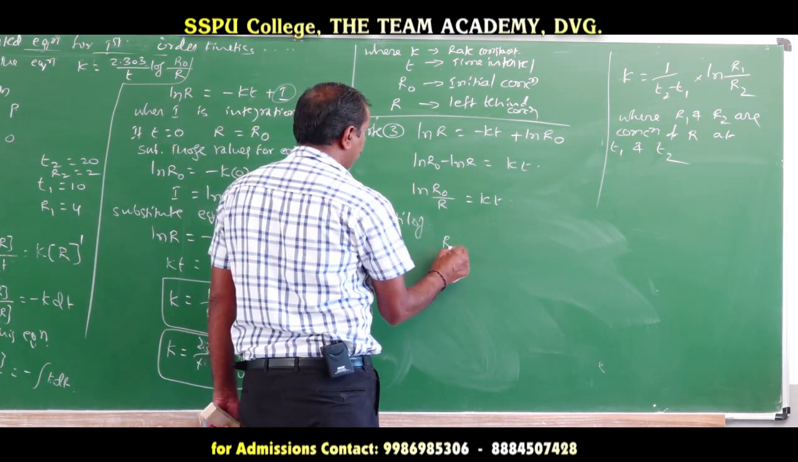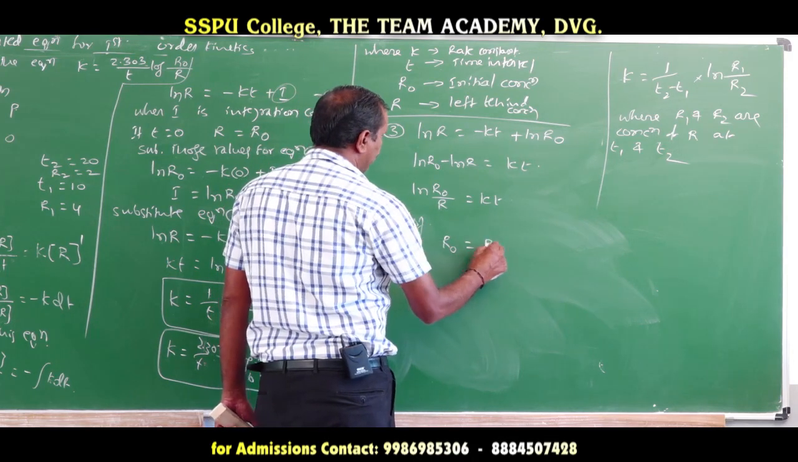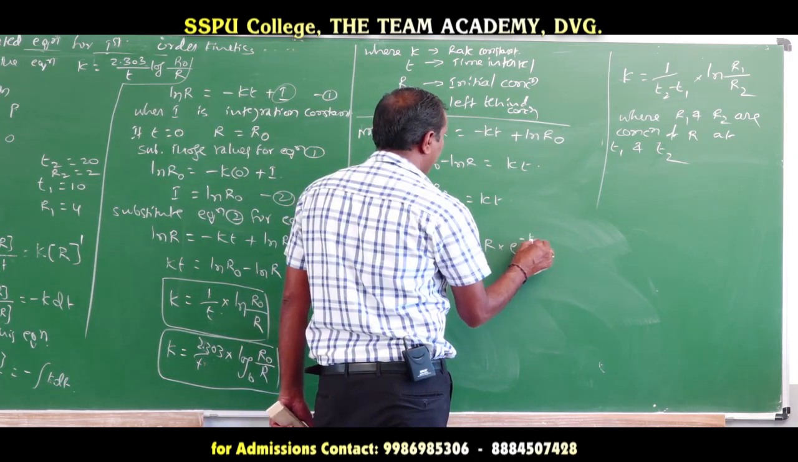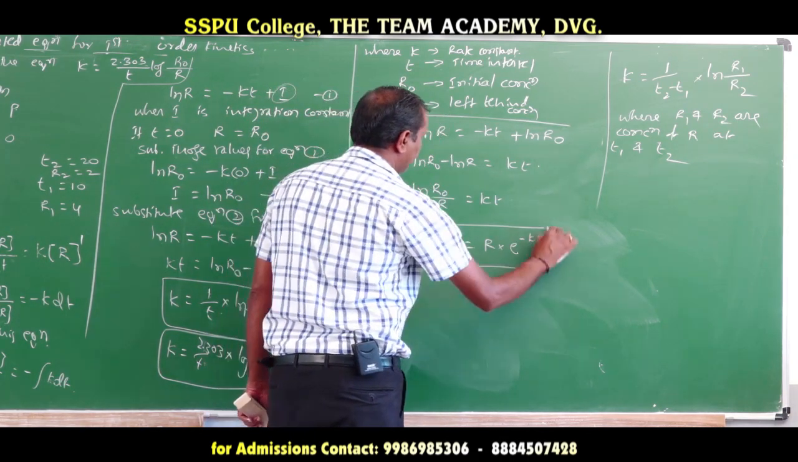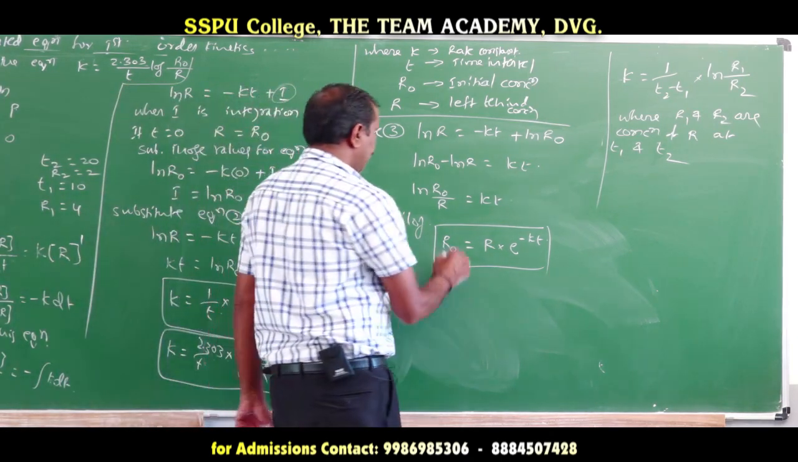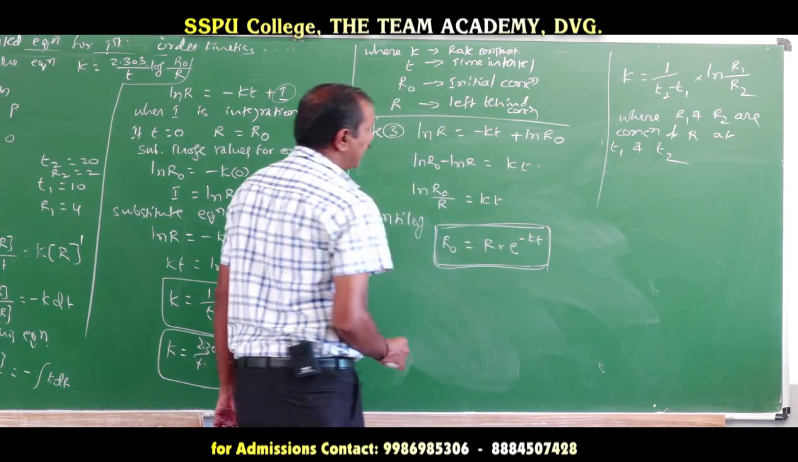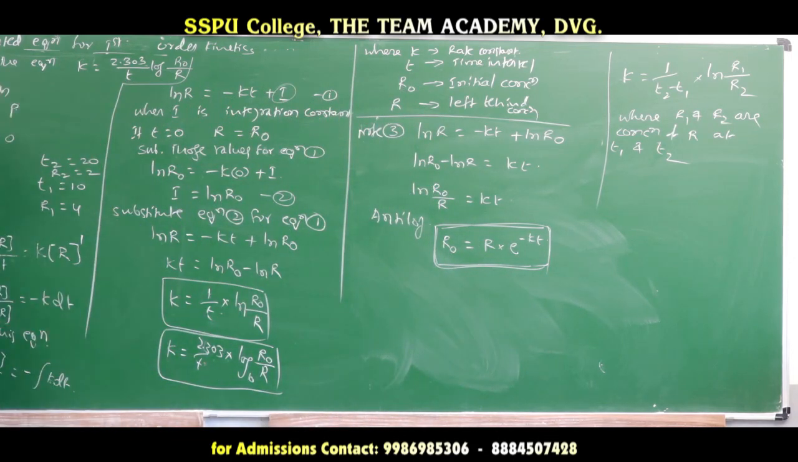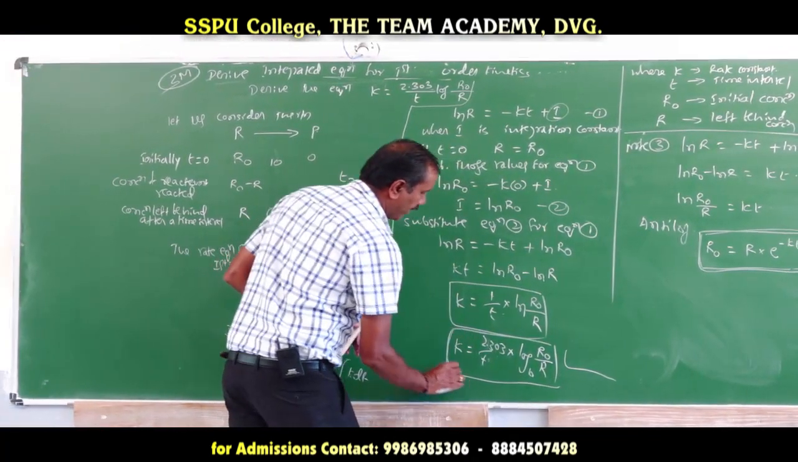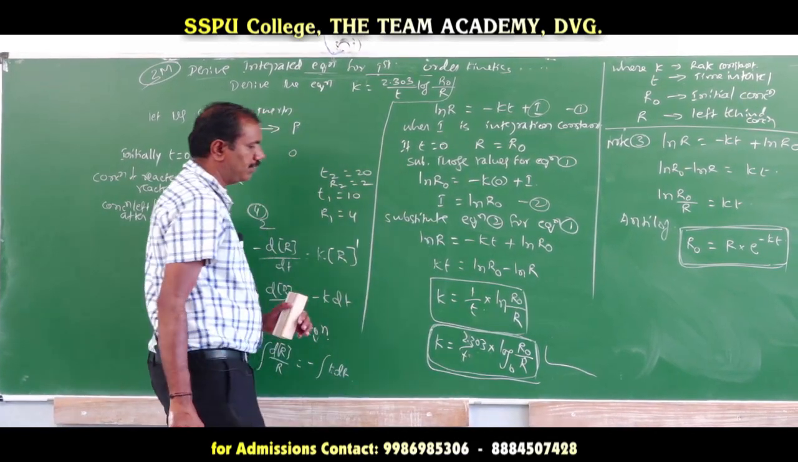If you take the antilog for this, R naught equals R into e to the power of minus Kt. Where R naught equals R into e to the power of minus Kt, okay. This is another form of the integrated equation of first order kinetics. To derive the first order kinetics, up to here only; this is the final form of the first order kinetic equation.